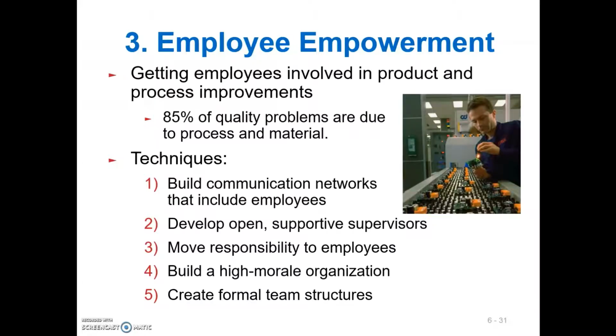So the next concept under TQM is employee empowerment. We want to get employees involved in product and process improvements, as 85% of quality problems are due to process and material. So there are techniques to implement employee empowerment. We have building communication networks that include employees, developing open and supportive supervisors, moving responsibility to employees, building a high morale organization, and creating formal team structures.